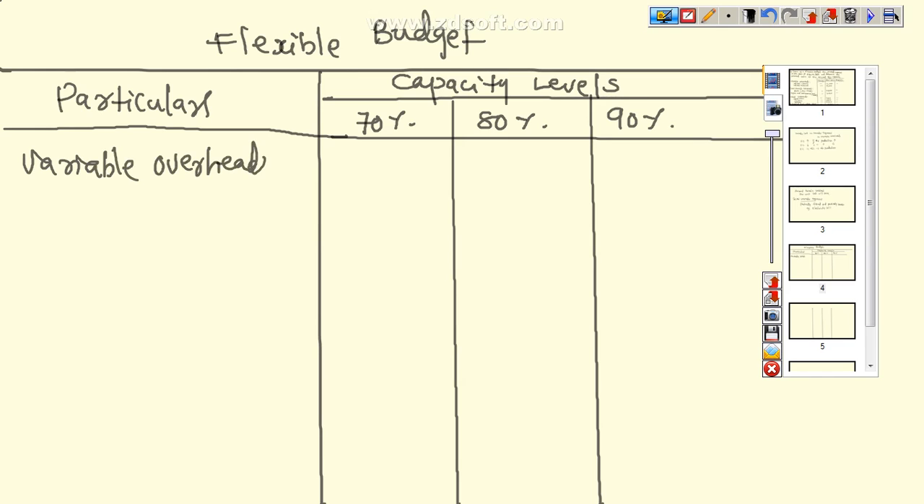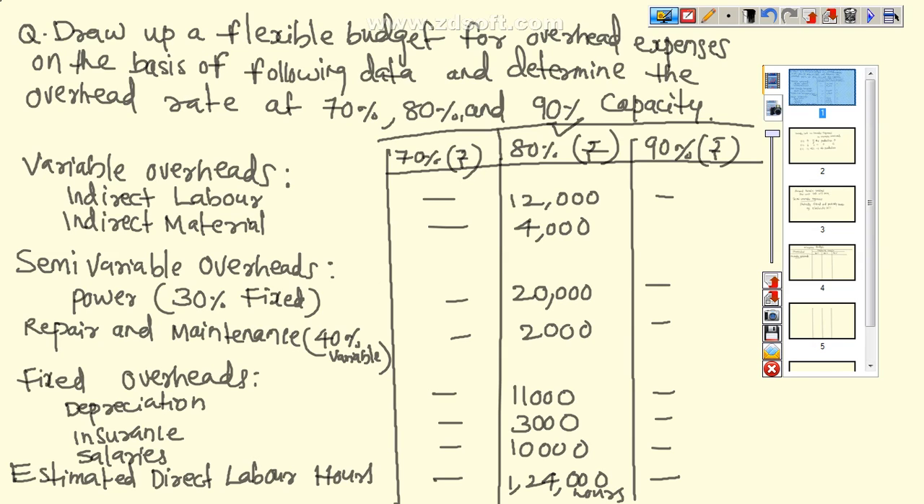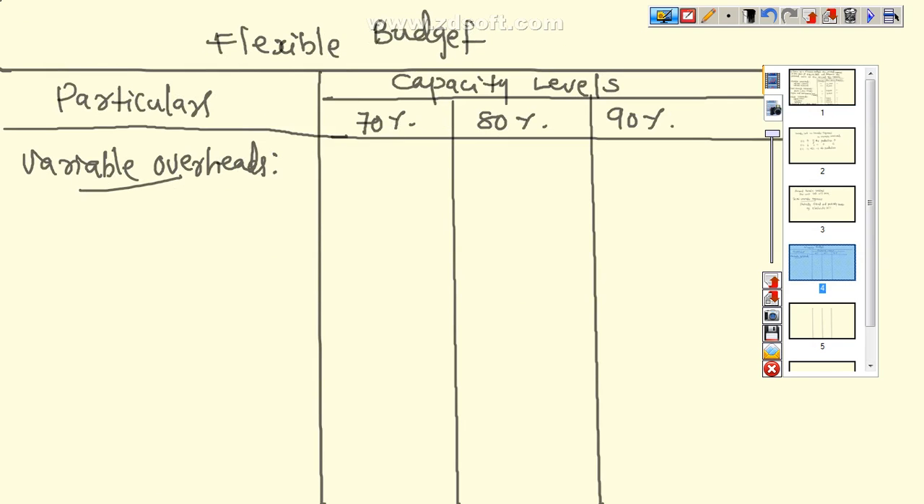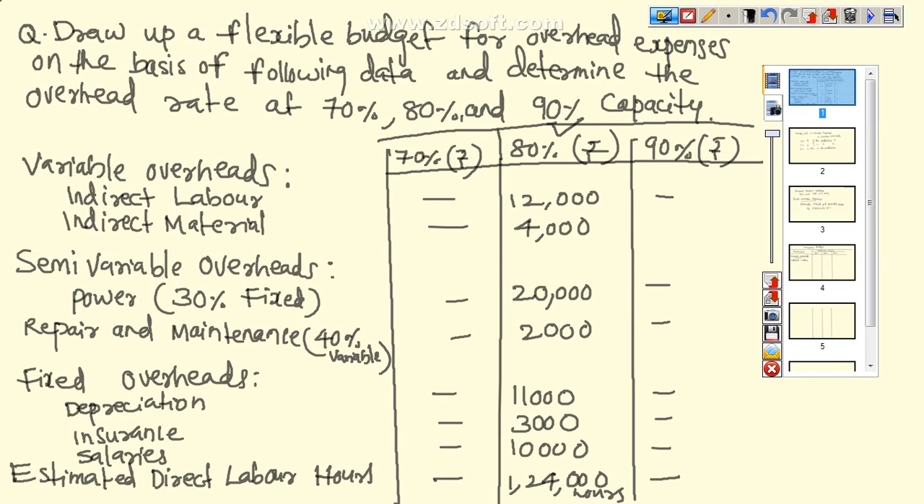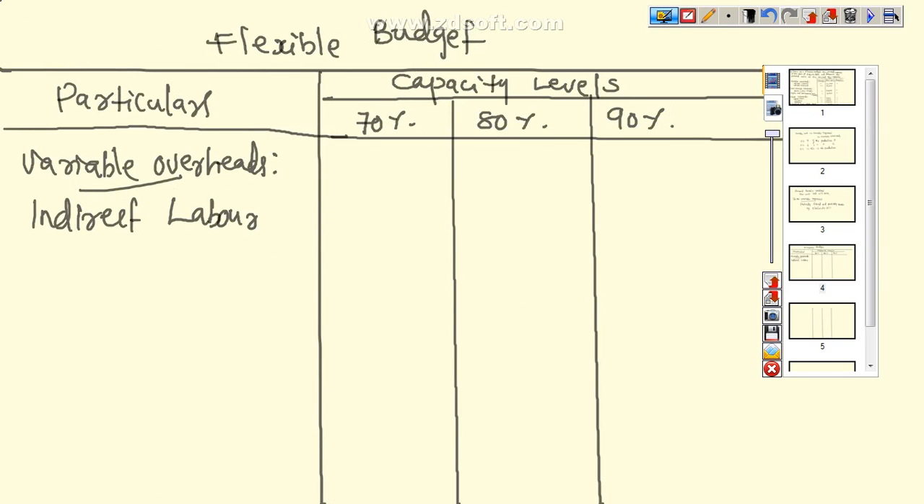Under variable overhead there are two items given. First one, indirect labor. So in this table we write it here indirect labor. So indirect labor for 80% capacity is given, that is equal to 12,000. So how to calculate for 70 as well as 90? So we have to make the working note.